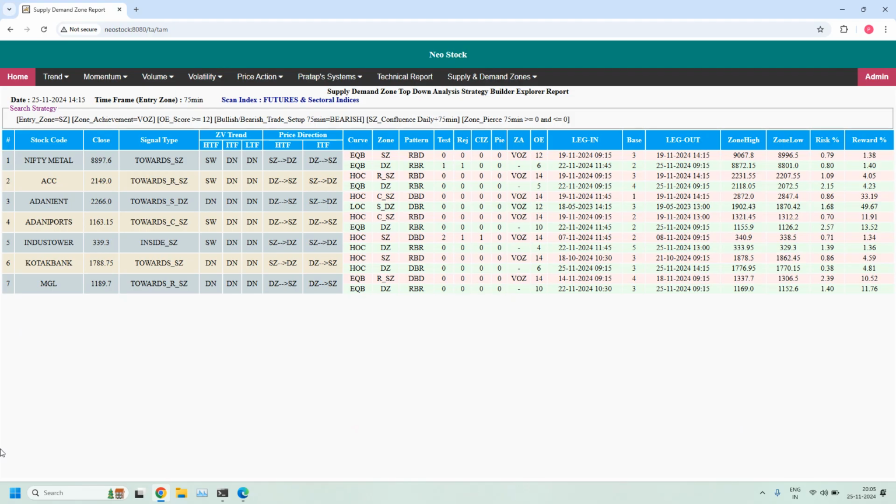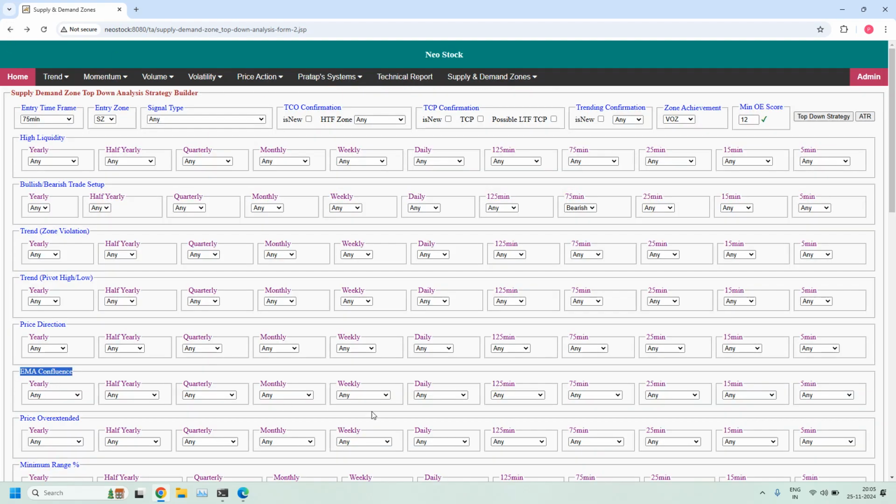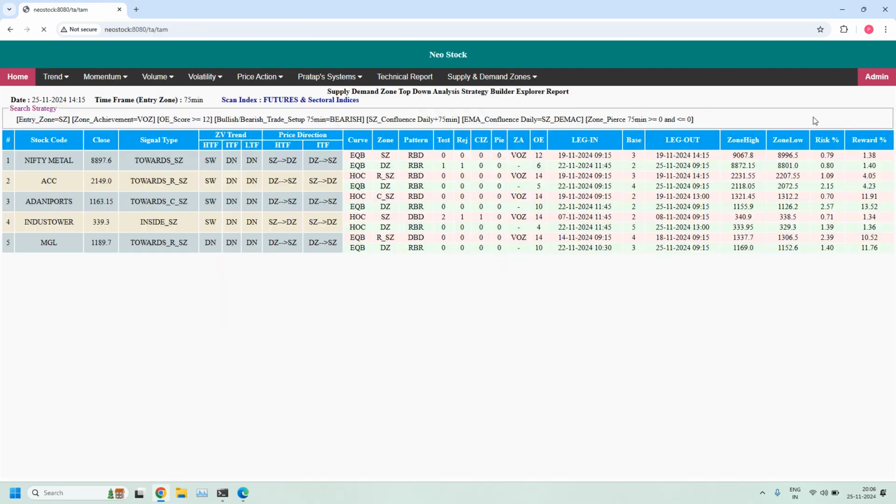In these 7, we can identify even more high probability setup supported stocks if these 75 minute supply zones are part of daily, and those daily supply zones are having daily EMA confluence because daily trend is down, that is ITF trend. Let's verify. In the EMA confluence, daily time frame, daily supply zone is having daily EMA confluence because 75 minute entry supply zone is part of the daily supply zone. That's why for the daily zone we are looking for daily EMA confluence. We got 5 stocks. So these 5 stocks are more high probability setup supported stocks.